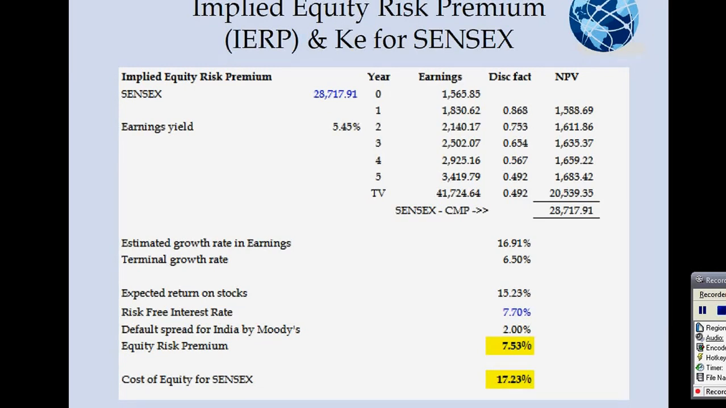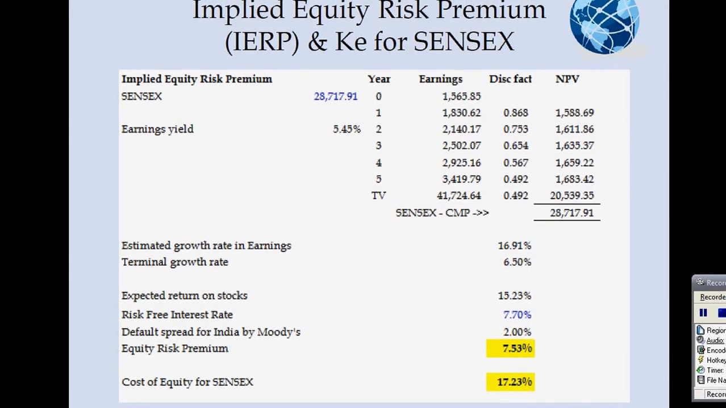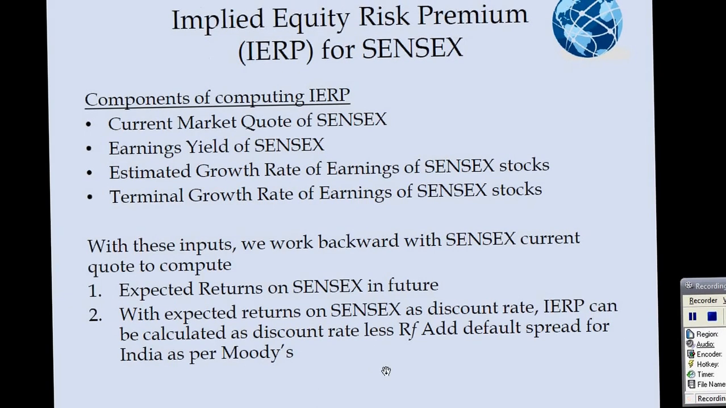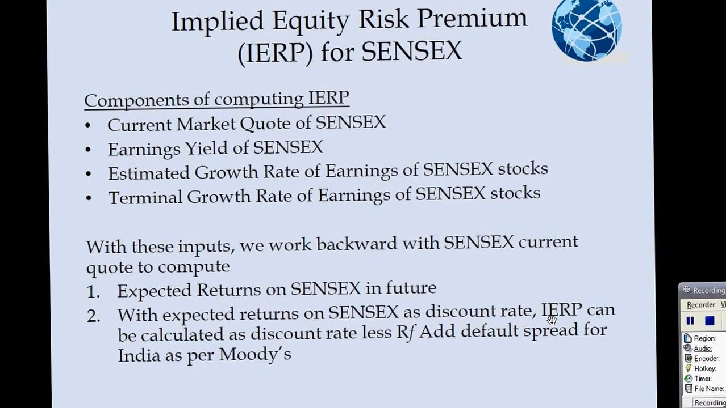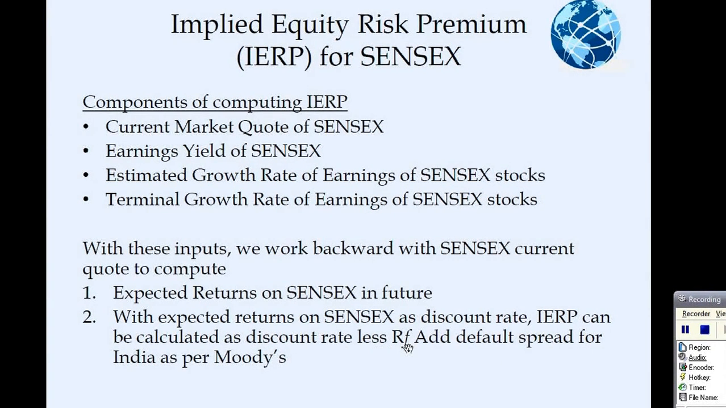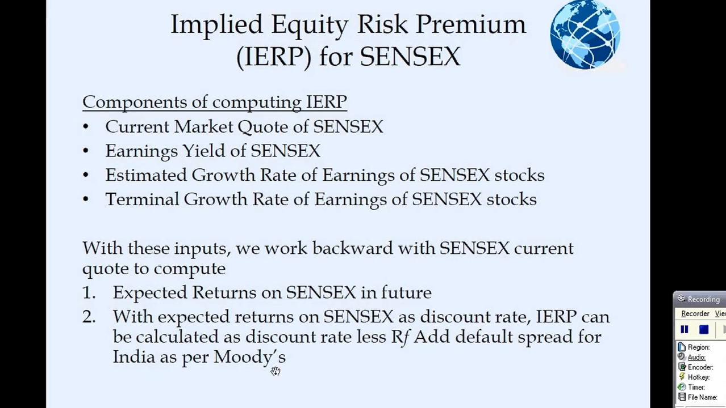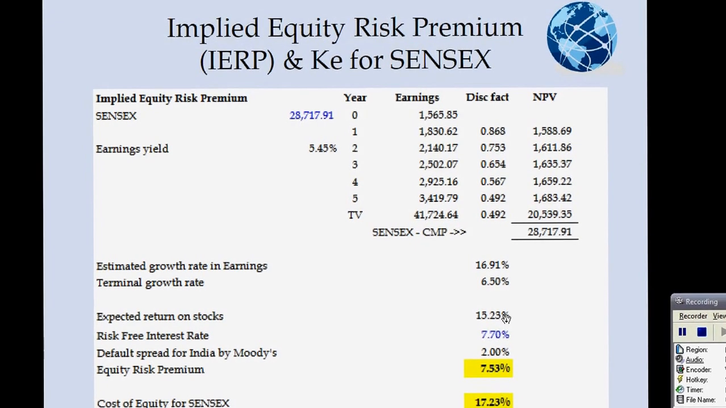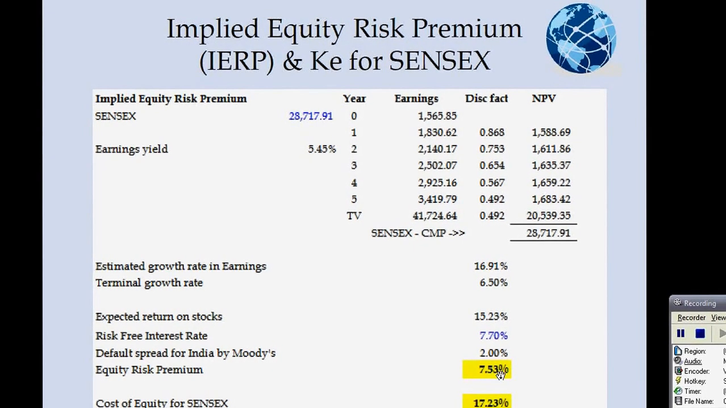So what does it mean actually? Before going to this, I made a small mistake which I have to rectify. In the previous slide, we said the implied equity risk premium is calculated as the discount rate less the risk-free rate, and actually the default spread given by Moody's should not be added there. We should add it only to calculate the cost of equity for SENSEX. So 15.23 minus 7.7 is 7.53, which is the equity risk premium.